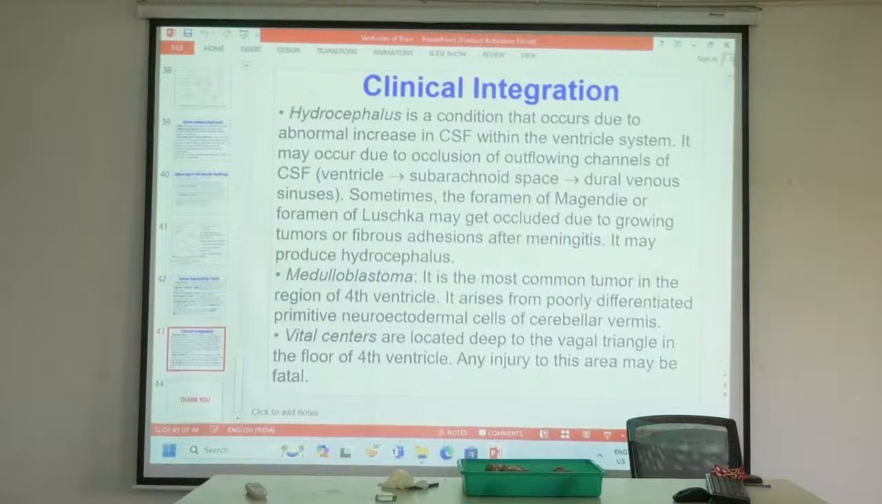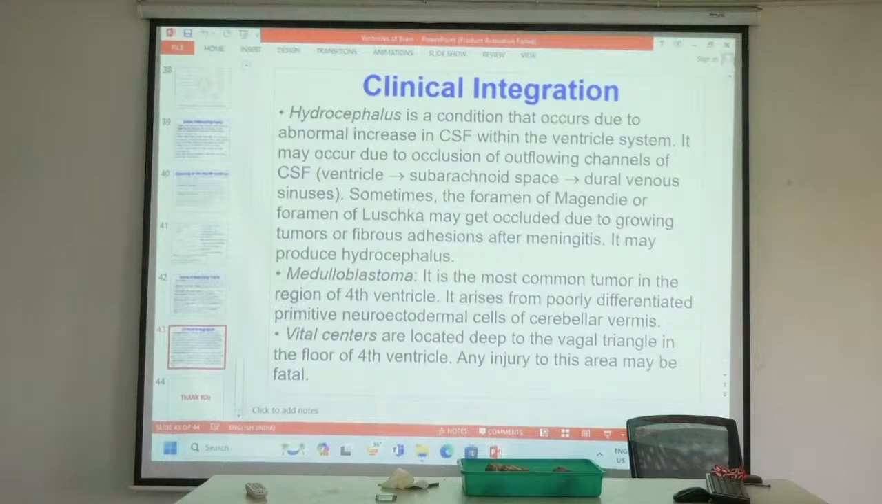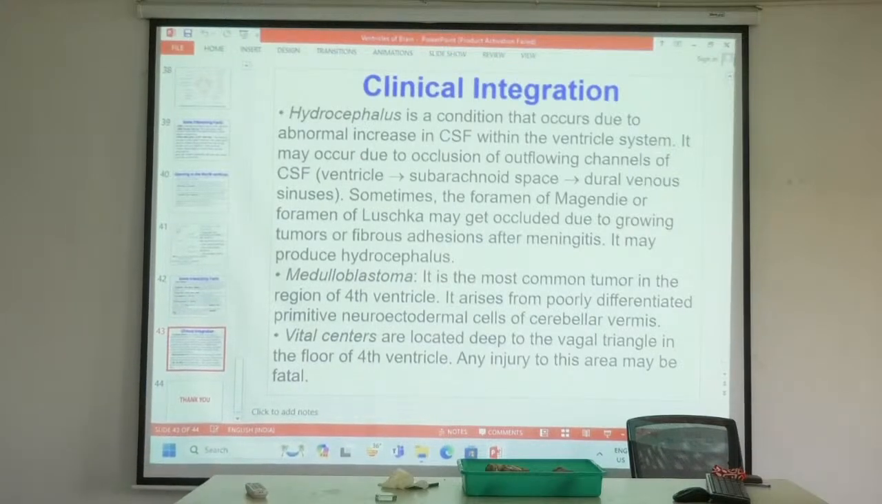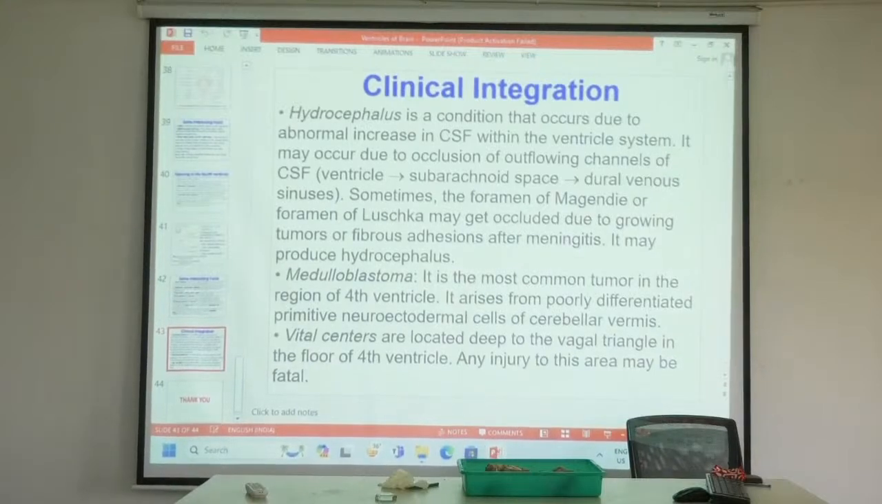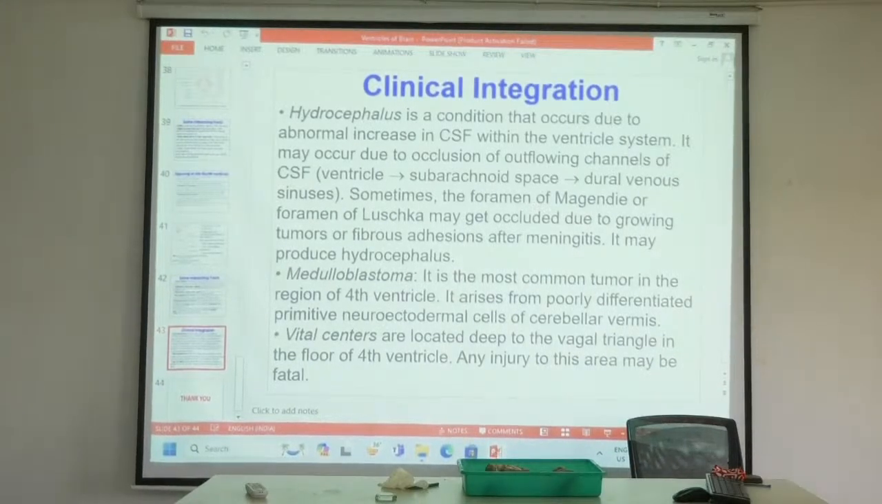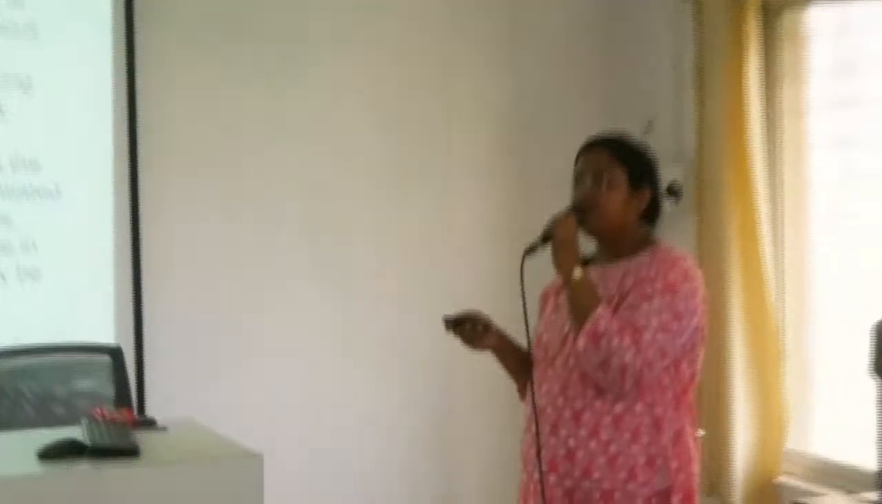Now, the clinical aspect. Hydrocephalus is a condition that occurs due to abnormal increase in the CSF within the ventricular system. It may occur due to occlusion of the outflowing channels of the CSF. How does the CSF flow? From the ventricles, it goes to the subarachnoid space. From there, it is drained into the dural venous sinuses, via the arachnoid granulations, where it is absorbed into the dural venous sinuses.